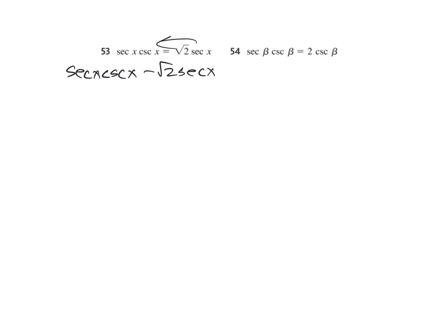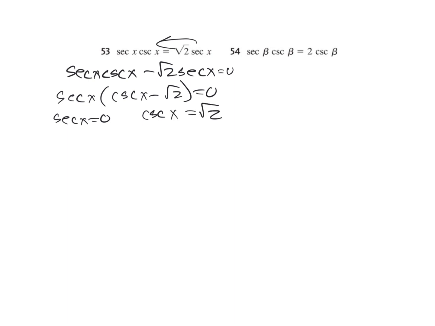Okay, let's go ahead and factor a secant x out. And we get secant x times cosecant x minus the square root of 2 equals 0. So the secant of x is equal to 0, and the cosecant of x is equal to the square root of 2. And the secant of x has no solution.